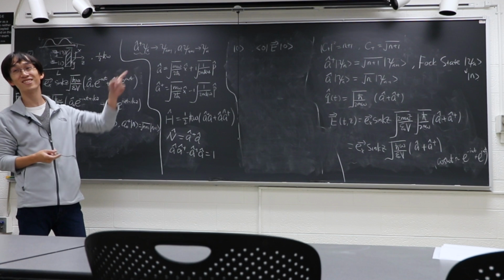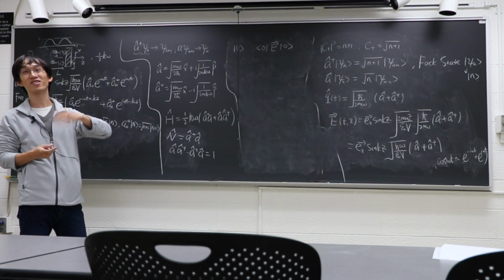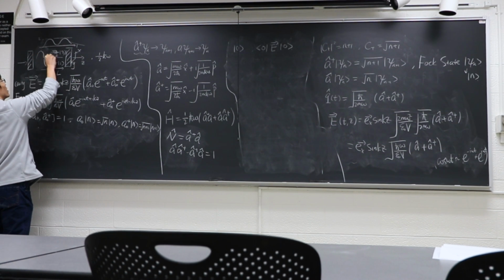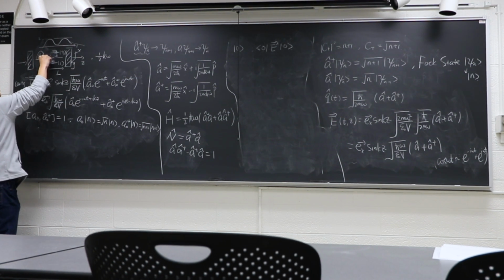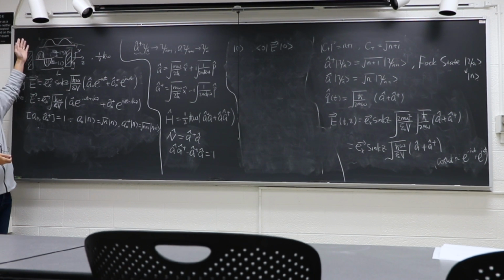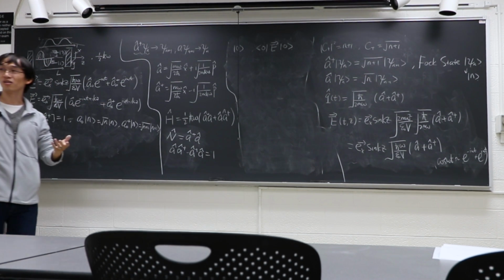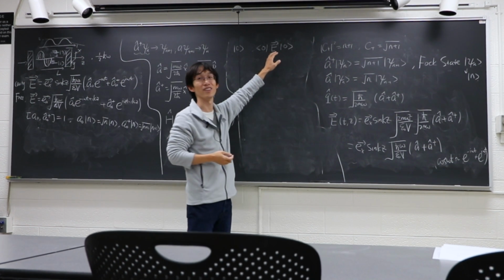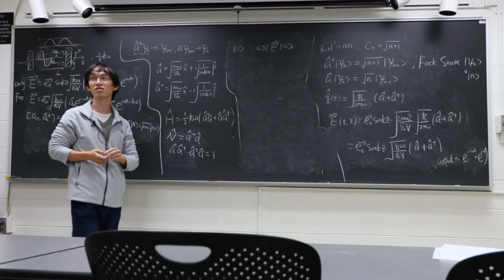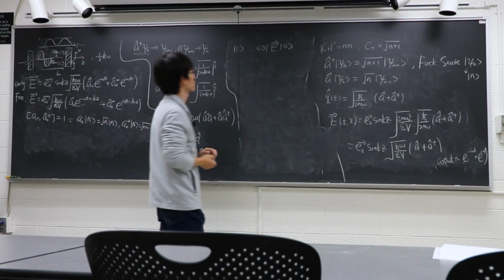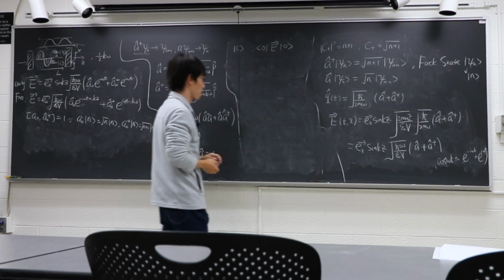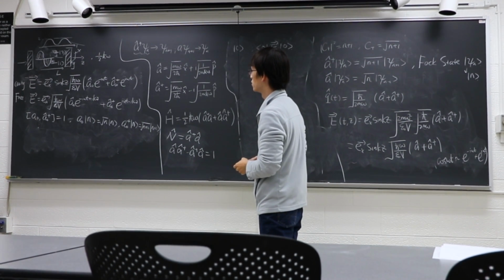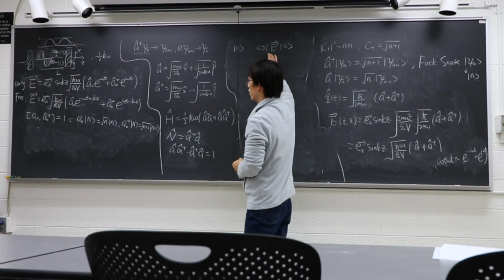So the answer is 0. Right, because you have direction. You can have upside, downside. So on average it's 0. Just that simple. It doesn't matter what state you're in. Even an n-photon state is still 0. The average value is always 0.